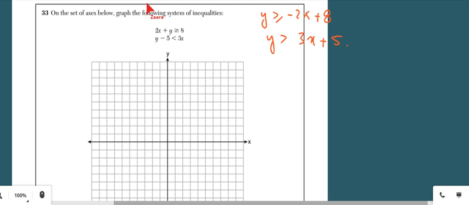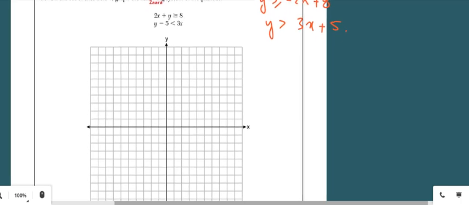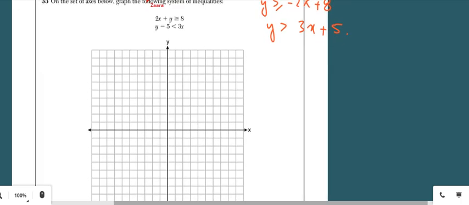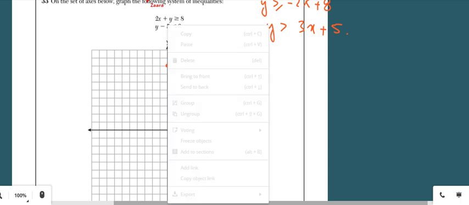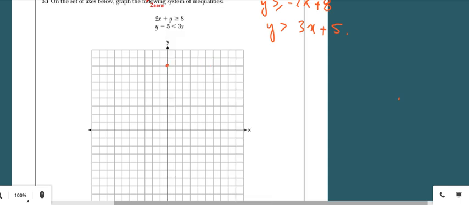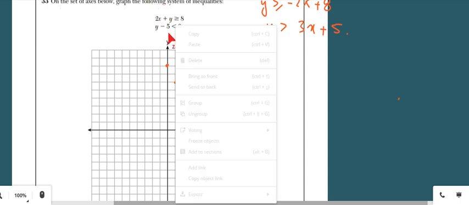Okay. So for the first one, the y-intercept is 8. So 1, 2, 3, 4, 5, 6, 7, 8. This is the y-intercept, and slope is negative 2. Negative 2 means 2 units down, 1 unit right here. Keep it in your mind.